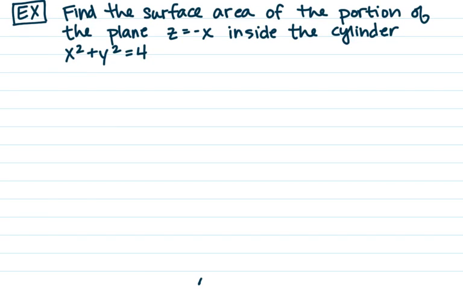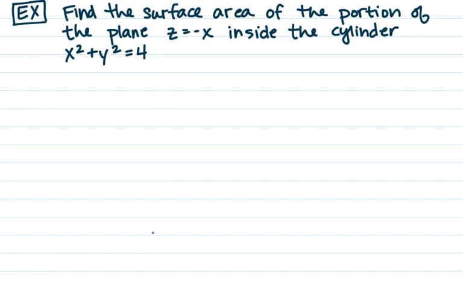In this example, we're going to find the surface area for a portion of this plane, z equals negative x, which lies inside the cylinder formed by x squared plus y squared equals 4. All right, so in order to do this, the first thing we want to do is find r of uv. In this case, it's going to be r of r, theta.